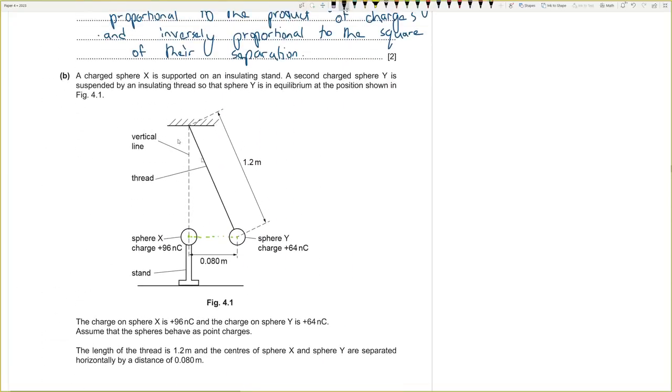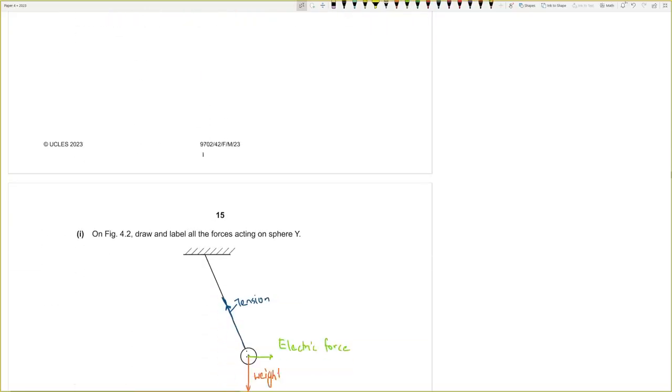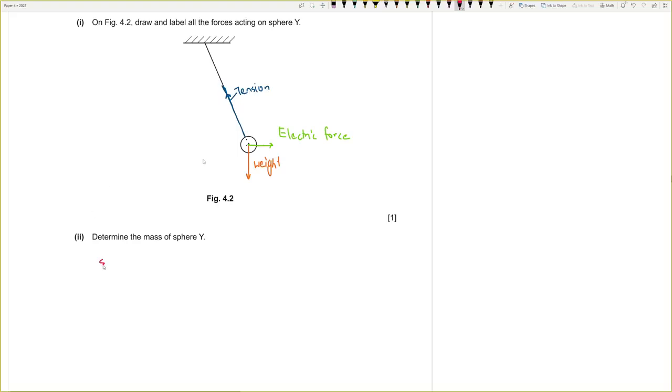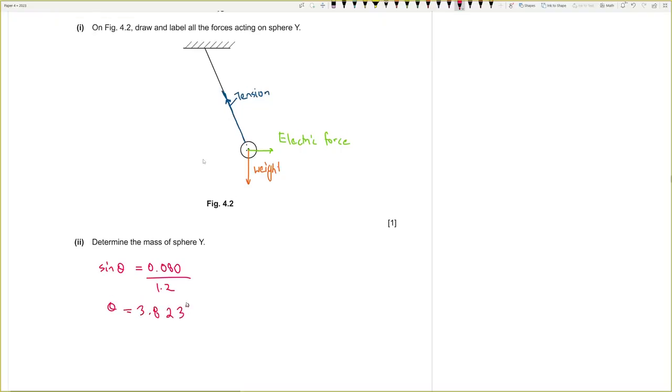Basically, check this. If I draw a picture like this is 90 degrees. I can actually find out this theta. How? I know that this length over here is 0.080 and this is 1.2. So sine theta is equal to opposite by hypotenuse, right? So sine theta is equal to opposite 0.080 by hypotenuse 1.2. Let's find that out. 0.08 by 1.2 sine inverse answer. That gives me a value of theta is equal to 3.823 degrees.